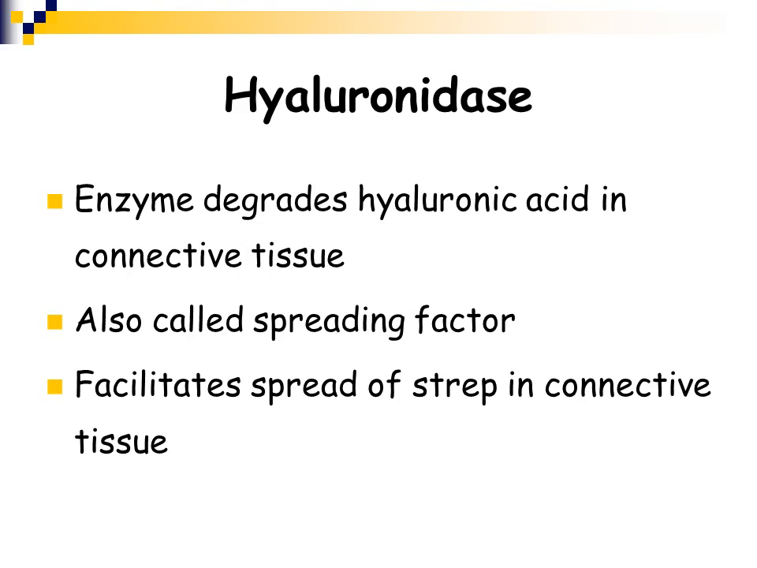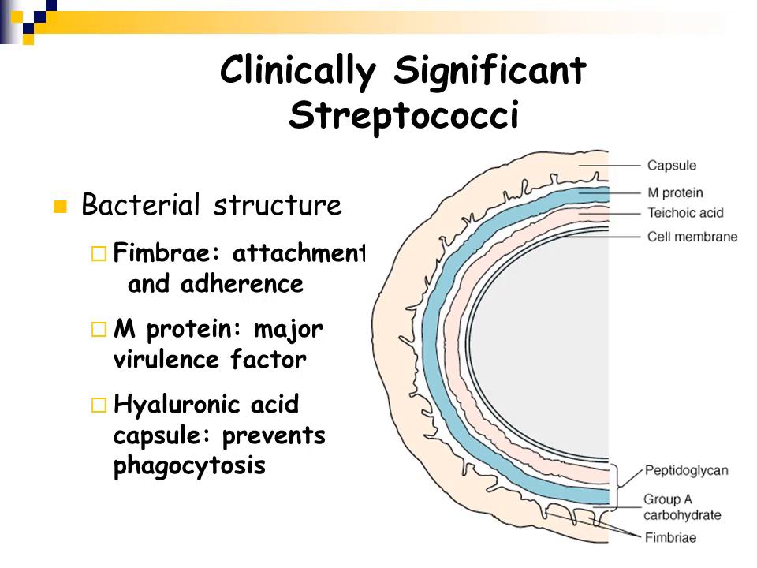Hyaluronidase is the enzyme that's called spreading factor. It degrades hyaluronic acid in the connective tissue, and it facilitates spreading of organisms throughout the connective tissue. For the clinically significant streptococci, you have several structures. There are fimbriae that will allow for attachment to host cells and adherence, that M protein, the spreading factor, and there can be capsules. So Streptococcus has the ability to produce numerous virulence factors.